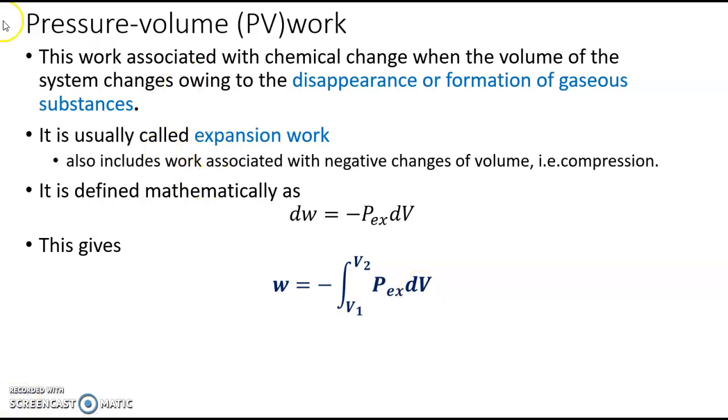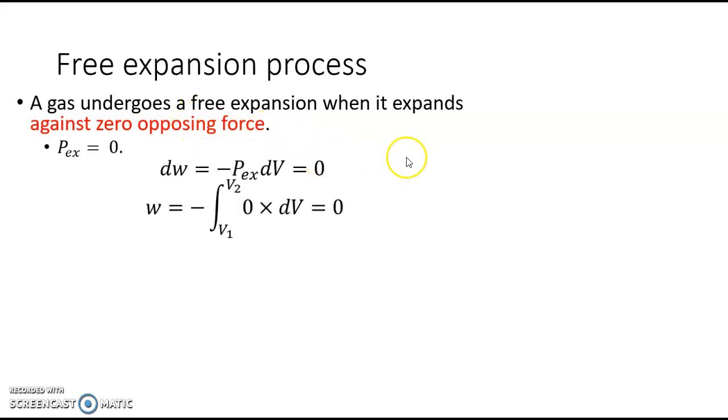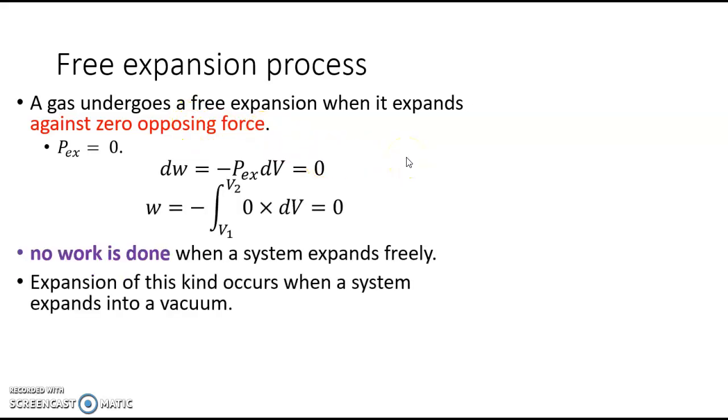So in the last video we defined the pressure-volume work, which is work associated with chemical change due to the disappearance or formation of a gaseous substance. So let's consider the first condition, a free expansion process. A process is considered a free expansion process when the gas expands against a zero opposing force.